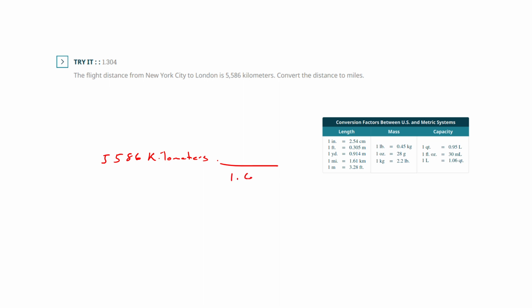So I'm going to miles. So I'm using this line right here. 1.61 kilometers is 1 mile. Those cancel down. So I've got 5586 over 1.61. So I rounded it and got this, and our unit is miles.